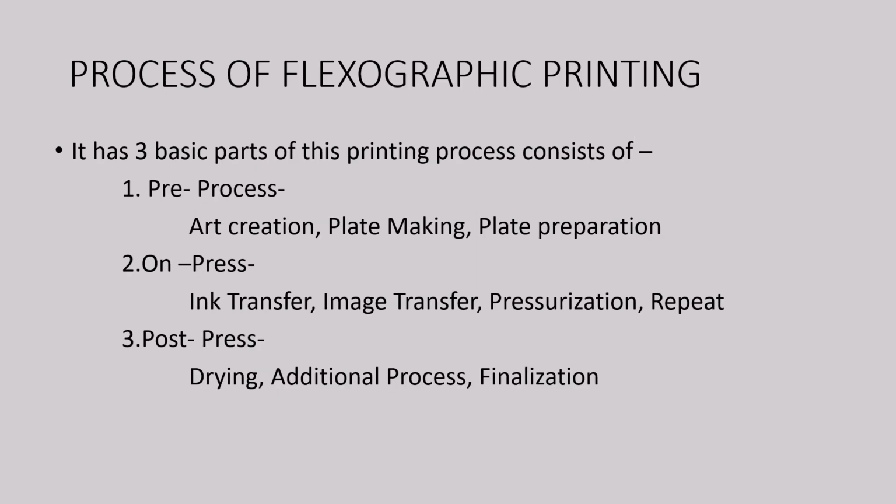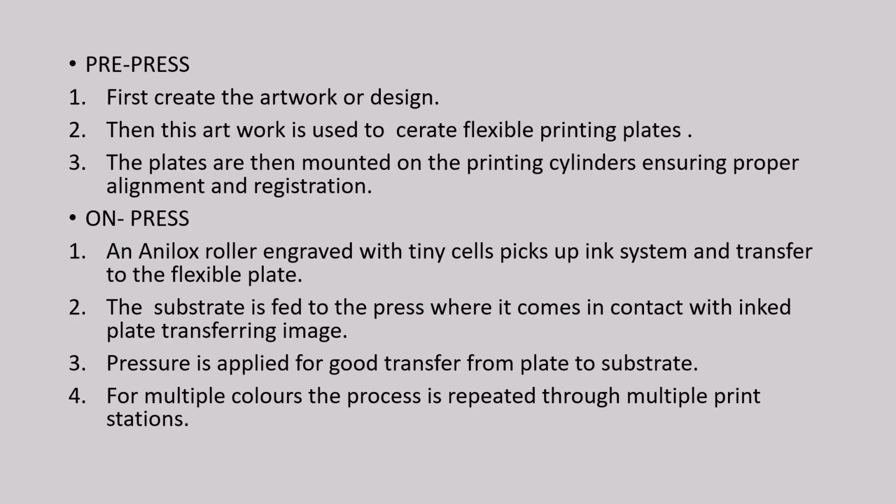Now comes the process of flexographic printing. It has three basic parts. The first is the pre-process, the second is on press, and the third is post press. The pre-process consists of art creation, plate making, and plate preparation. On press is image transfer, pressurization, and then repeating it. And the third, the post press, consists of drying, additional processing, and then the finalization of the print.